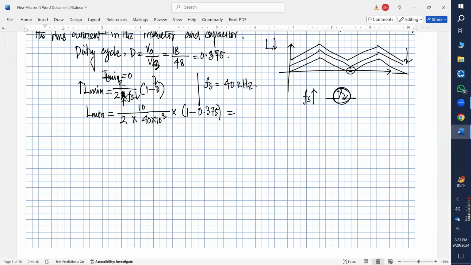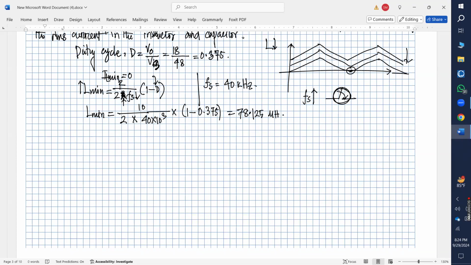So what should be this value? 78.125. Henry or micro Henry? Micro Henry. Okay, micro Henry.